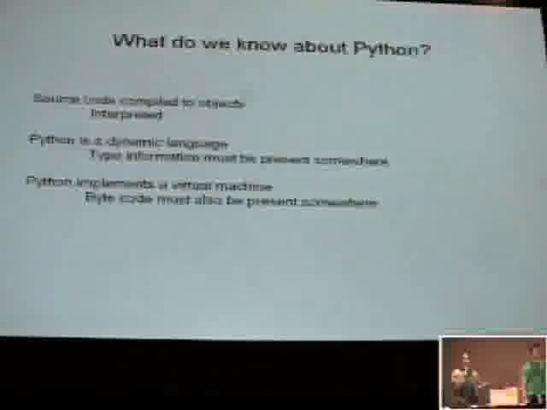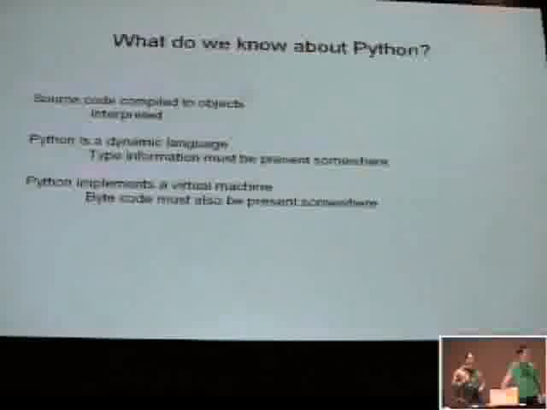So what do we currently know about Python? Well, we know that with a lot of dynamic languages, people release it in source. We know that it's interpreted, it's probably going to be compiled to a bytecode, and it implements its own virtual machine. Since it's dynamic, there's got to be type information somewhere existing during runtime, because that would only make sense.